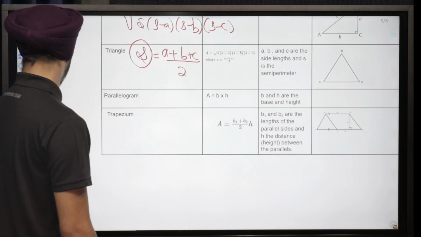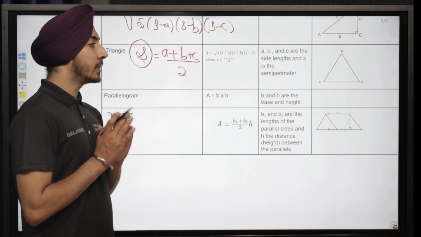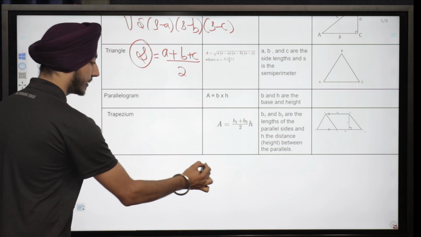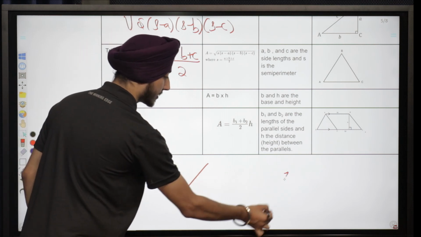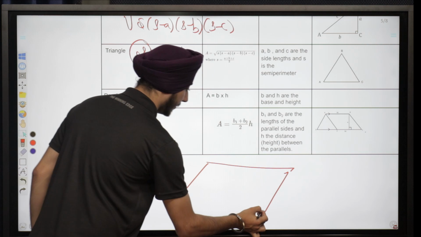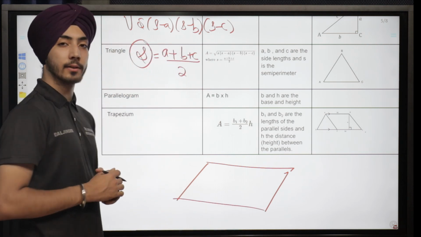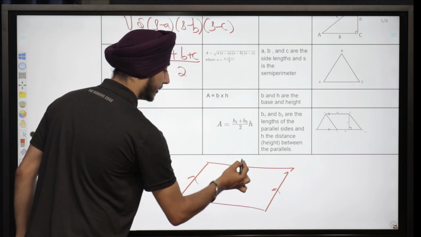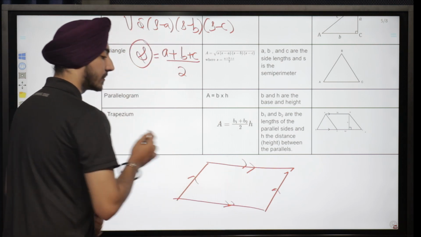Now let's look at a parallelogram. Let's see what the shape of a parallelogram is. Let's say these two lines are parallel, and these two lines are also parallel. So this figure, this quadrilateral, is called a parallelogram. Okay? This is parallel to this, and these two sides are parallel to each other.